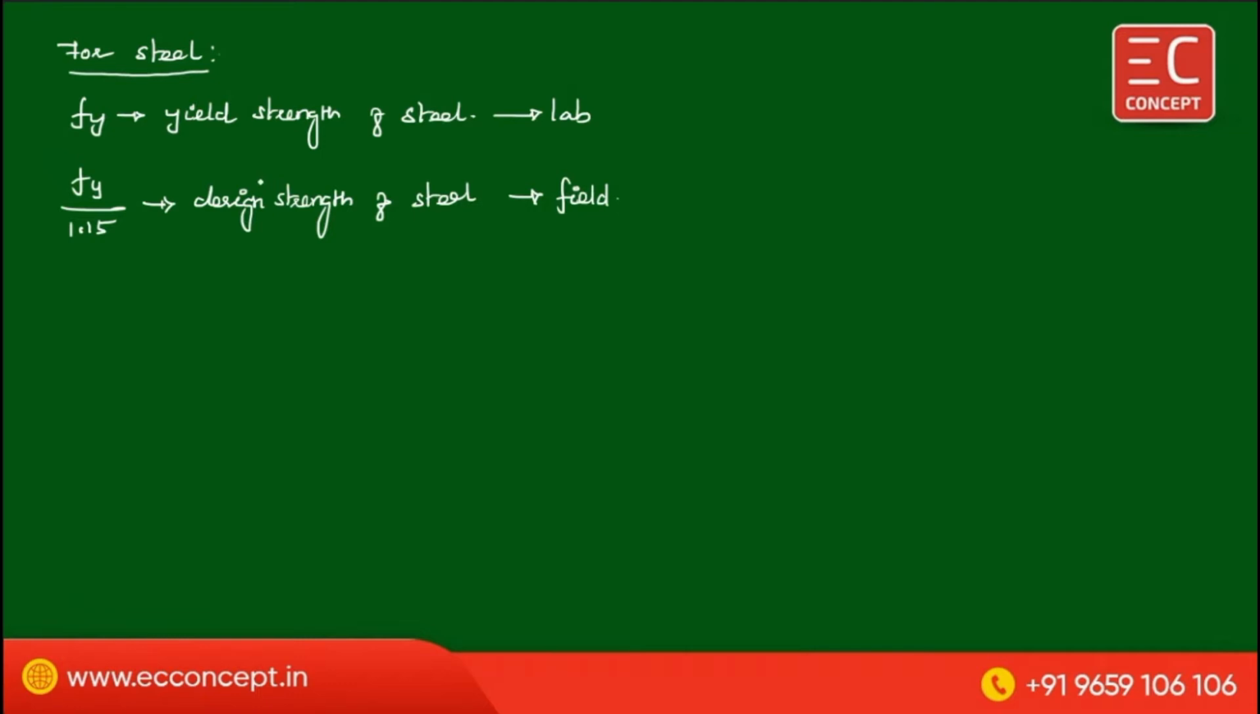Why are we not considering the shape and load effect here? In the lab also, the steel is subjected to axial tension and the shape is circular. In the field also we use the same kind of steel, circular in shape, subjected only to tension force. Steel we are using only for tension. Therefore, we don't need to consider the size and shape effect. So this is the partial factor of safety.